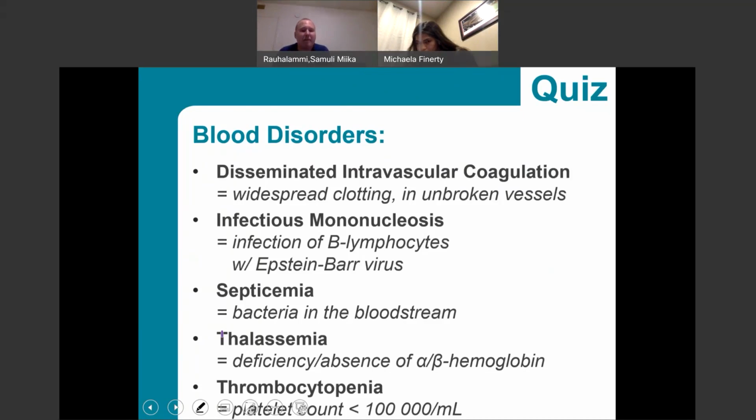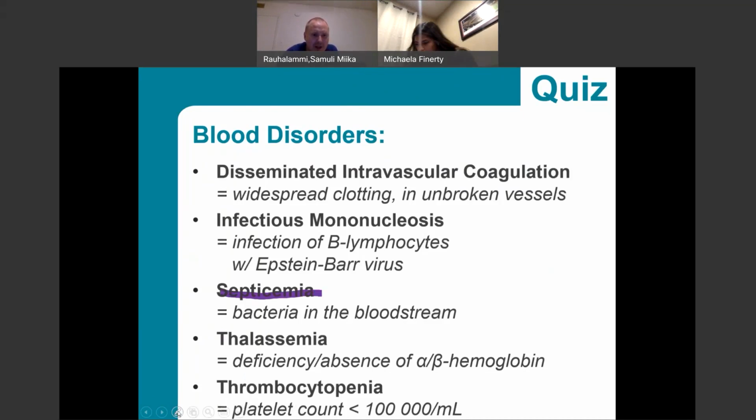You might have heard that someone might be septic. You might have a septic shock. You might go into sepsis. Septicemia relates to this. So septicemia is when we have bacteria in the bloodstream.